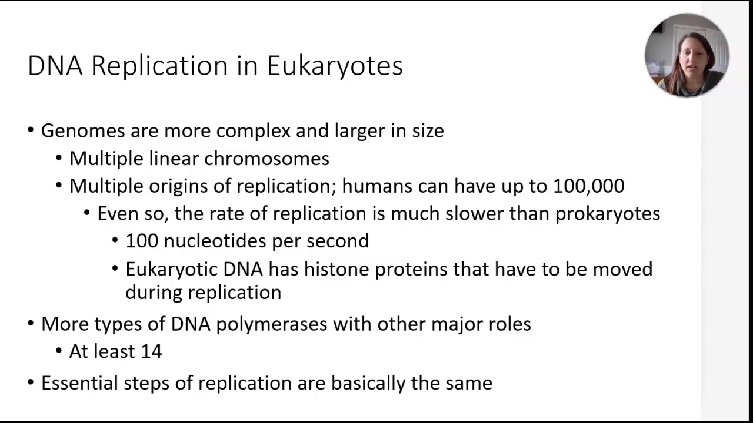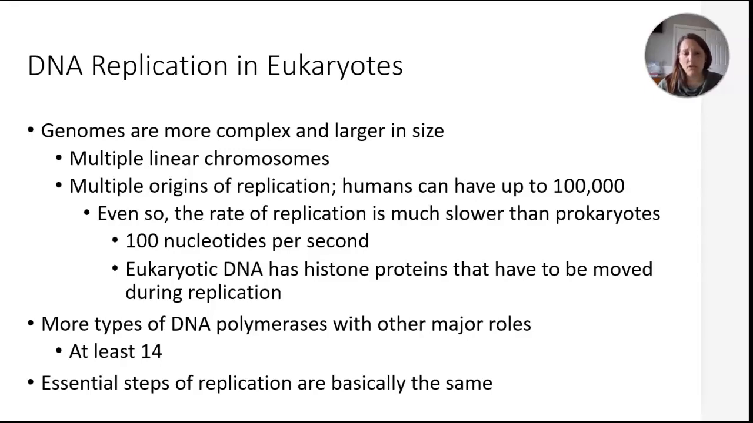Even so, the rate of replication in eukaryotic organisms with all of these origins of replication is still much slower than prokaryotes. It's about 100 nucleotides per second. And the reason for that is, not only is our genome larger, but eukaryotic DNA also has proteins associated with it called histone proteins. In eukaryotes, those histone proteins have to be moved out of the way in order to access the DNA so that it can be replicated. We don't have that issue in prokaryotes because there are no histone proteins. So there's an added layer of complexity.